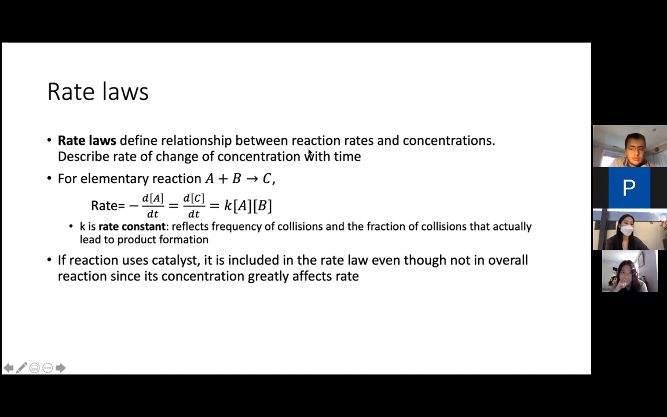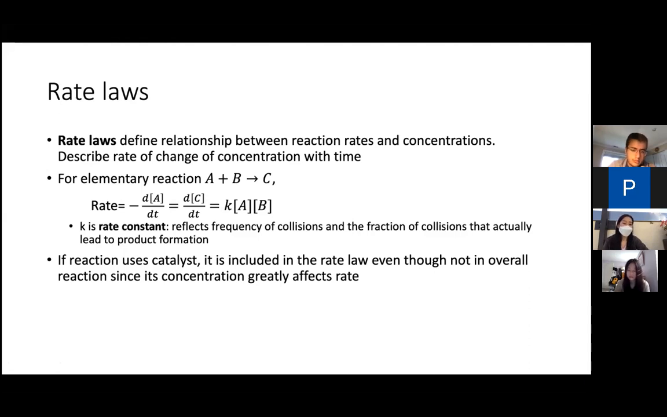And then once we do that, we get the rate law, which basically describes the rate of change of concentration with time. And it's defining the relationship between reaction rates and the concentrations of the reactants. So let's consider a simple elementary reaction. And by the way, an elementary reaction is basically just a reaction that goes from reactants to products in one step, as opposed to multiple steps.